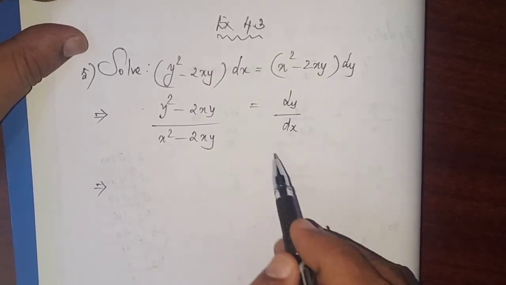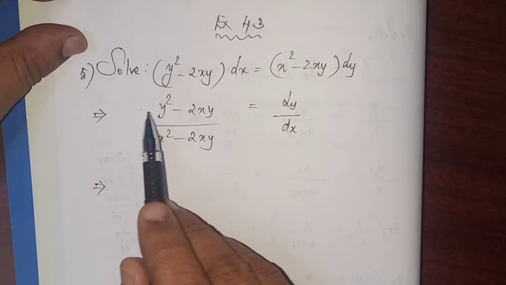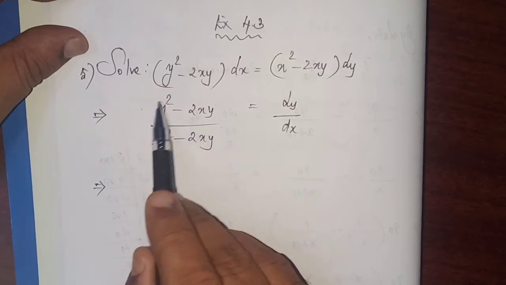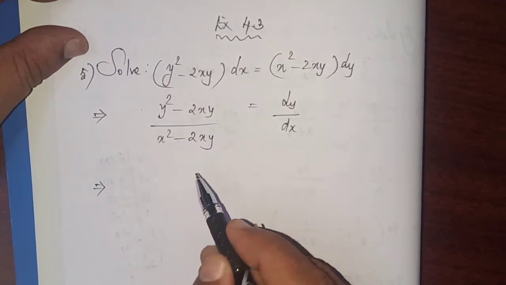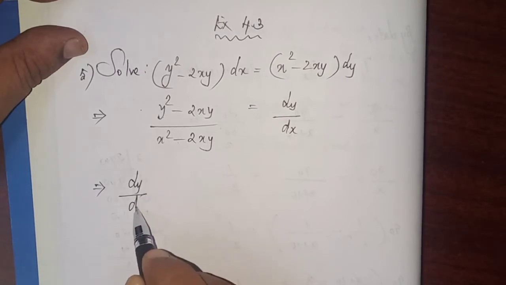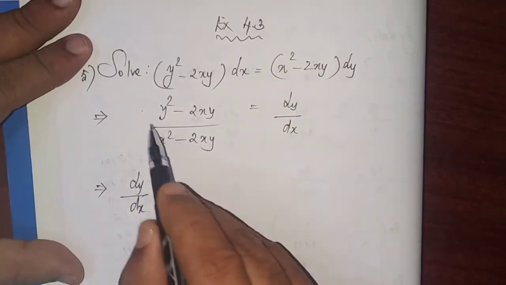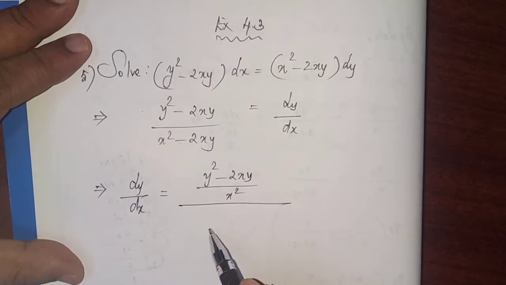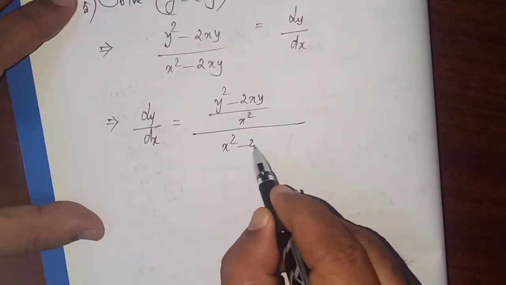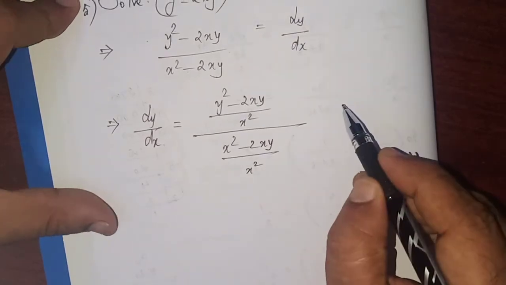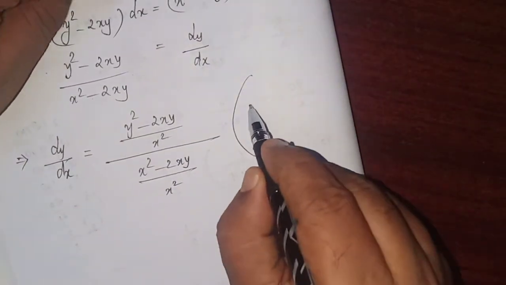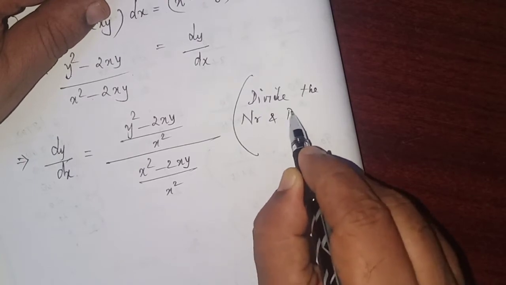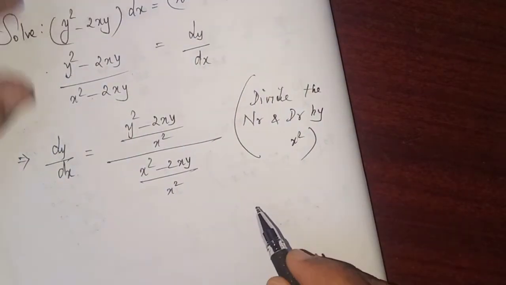Then since we have dy by dx, this expression should be converted into the form of y by x. Since we have y square, I am going to divide the numerator and denominator by x square. So dy by dx, write as it is, this one. I am going to divide the numerator by x square, even the denominator should be divided by x square. For your reference, I write here, divide the numerator and denominator by x square.